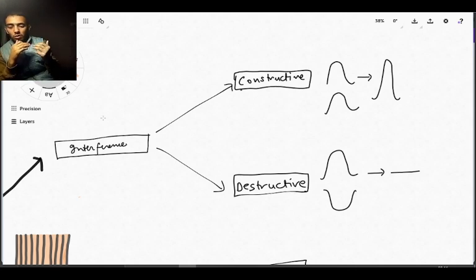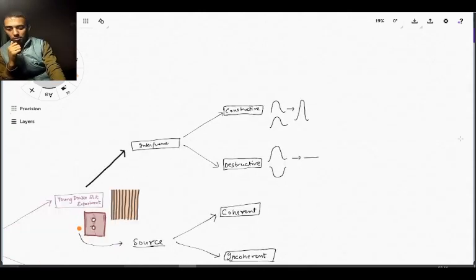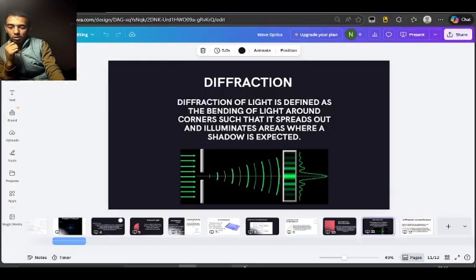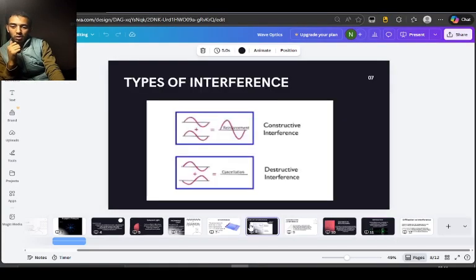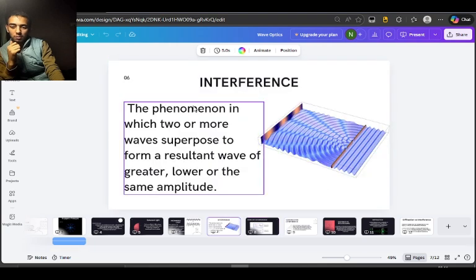So in constructive interference, the two waves overlap and create a big wave. And in destructive interference, the two waves in opposite directions, which are not in phase, overlap and create complete darkness, due to which we can see a dark pattern over there. Okay, so let's go and check the definition of interference.